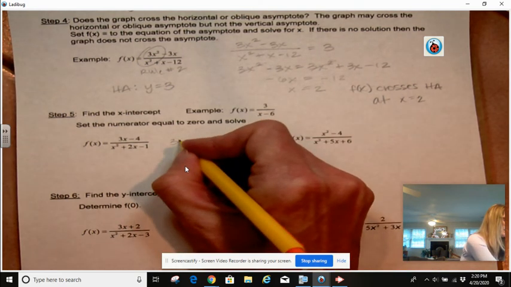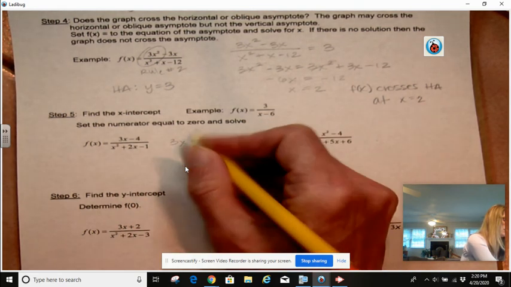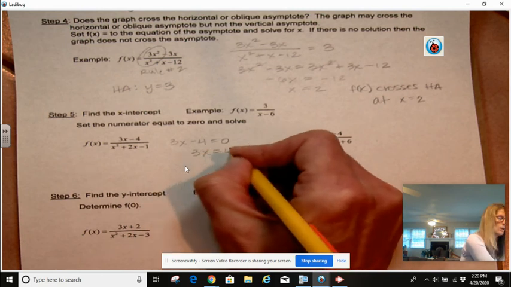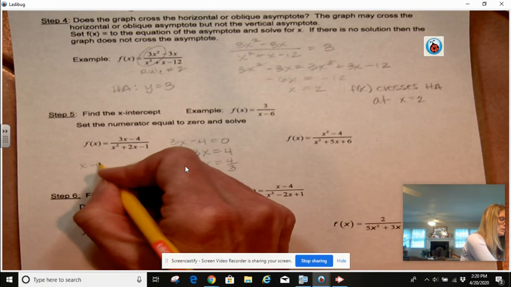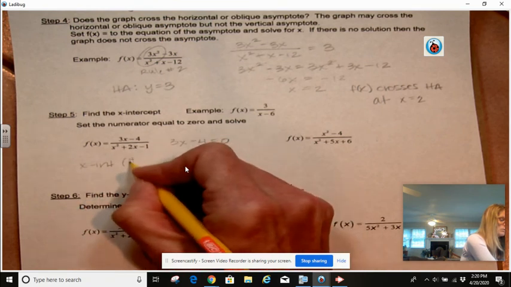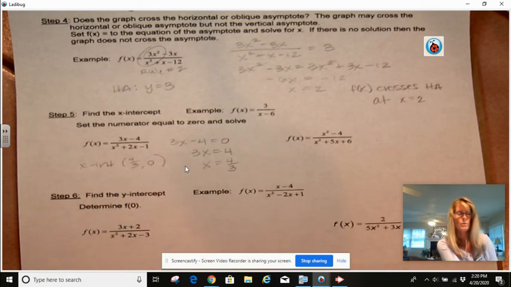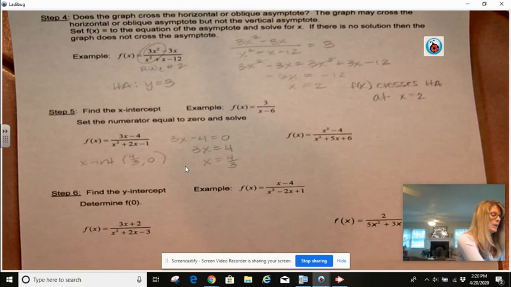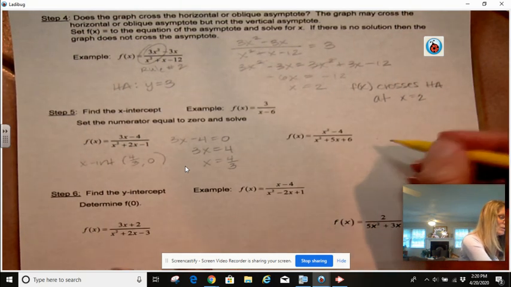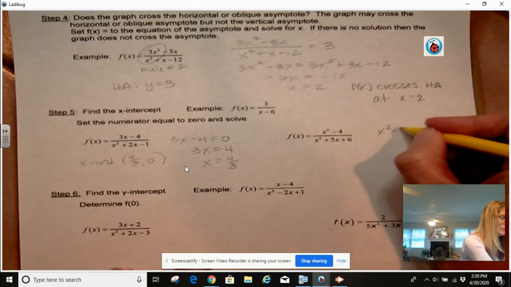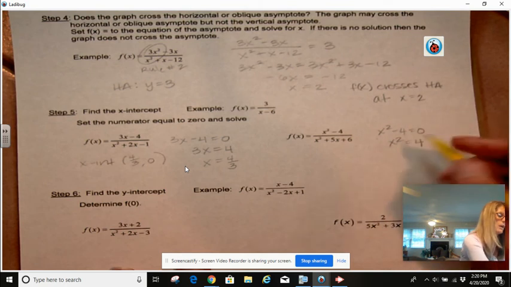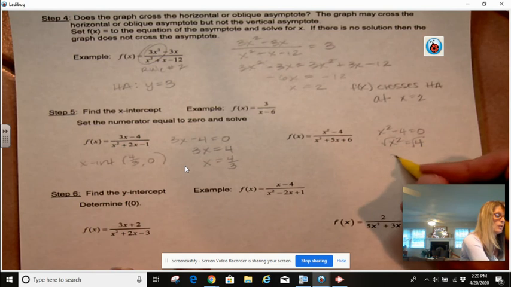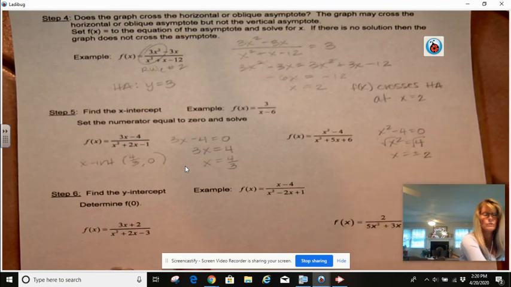So we've got 3x minus 4 equal to 0. So 3x equals 4, and x equals 4/3. So we have an x-intercept of (4/3, 0). That's a point that we can plot on our graph. Here, if we set the numerator equal to 0, you could factor and set the factors equal to 0, or you could do it this way. When you take the square root of both sides, though, don't forget the plus or minus. So we have 2 x-intercepts here.